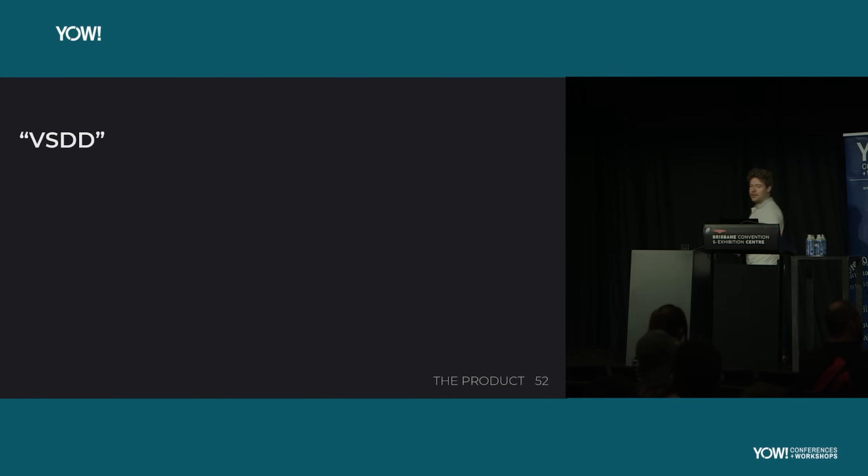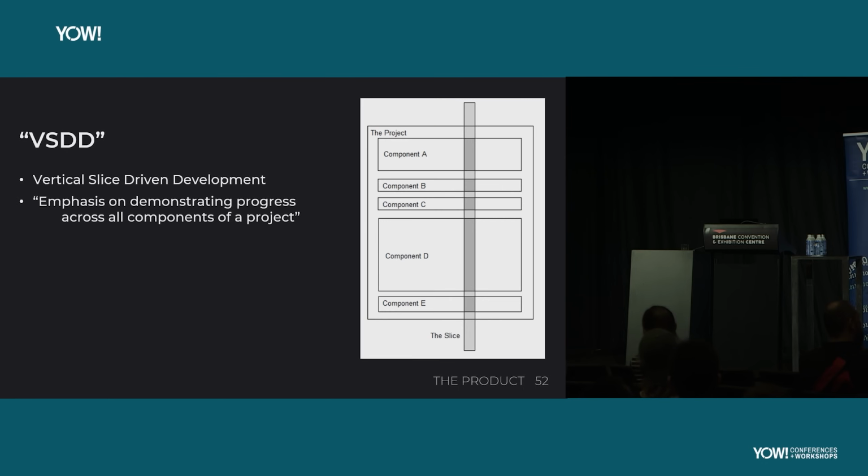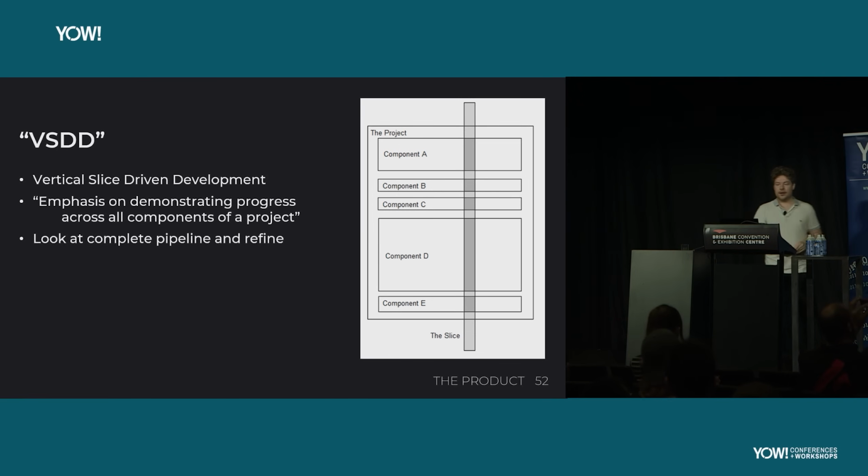And so to illustrate that as well, I have this thing that I made up last week called VSDD, Vertical Slice Driven Development. All right, tell your friends, I'm trying to make it a thing. So, a vertical slice is when you have some kind of milestone or deadline with an emphasis on demonstrating progress across all components of a project. So you're not just working in one section, you're making sure that everything is working across all the areas of your project. And so it allows you to look at the complete pipeline from start to finish, this is what it does, okay, and then go back and refine it as necessary.